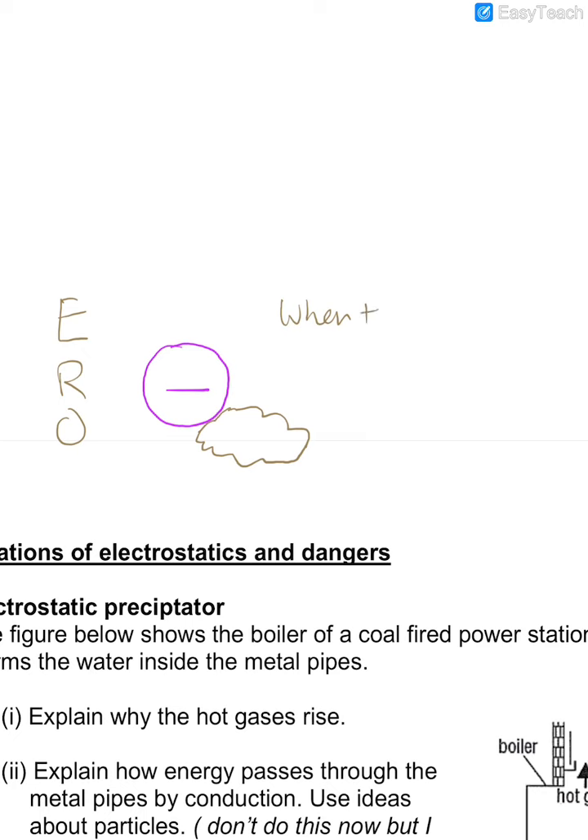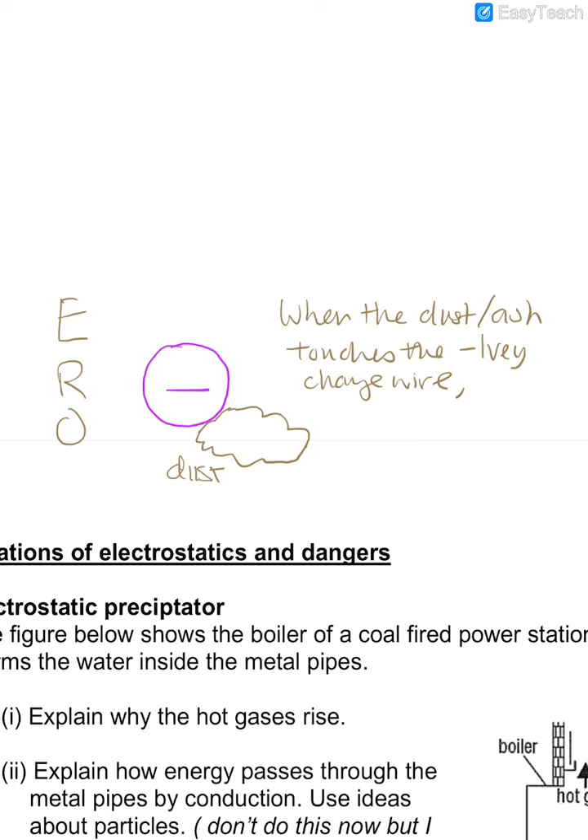So what happens when the dust or ash, which is neutral, touches the negatively charged wire? This is not electrostatic induction. Why not? Because there's contact. And it's not friction either. So it is contact. The dust is neutral. Again, we follow our ERO. Electrons, Jeremiah, are going to move from where to where? The wire to the dust or the dust to the wire? Wire to the dust.